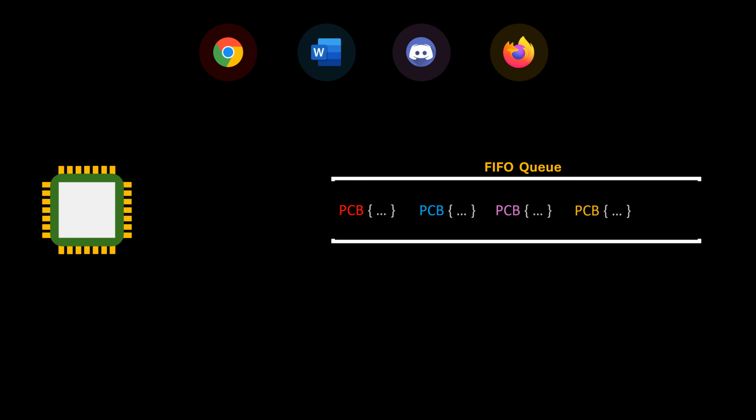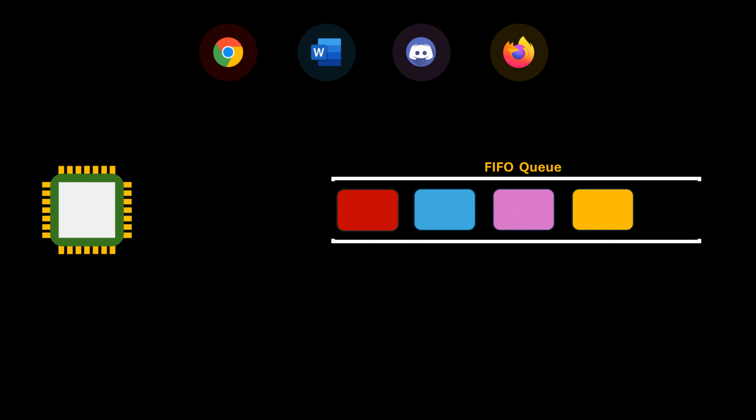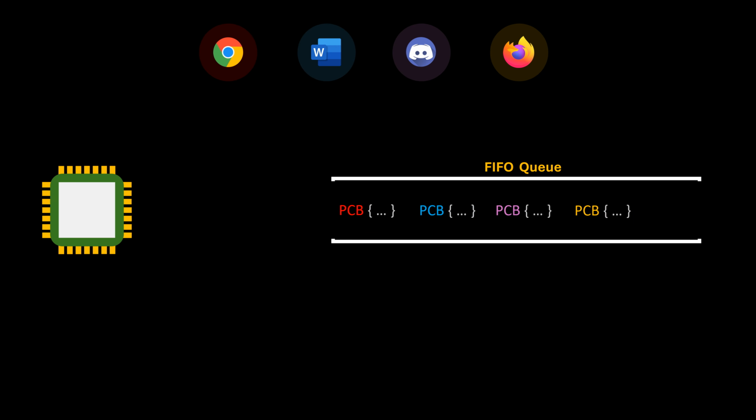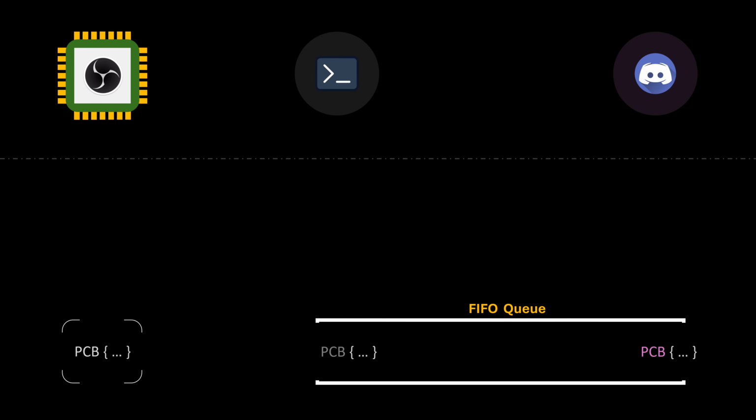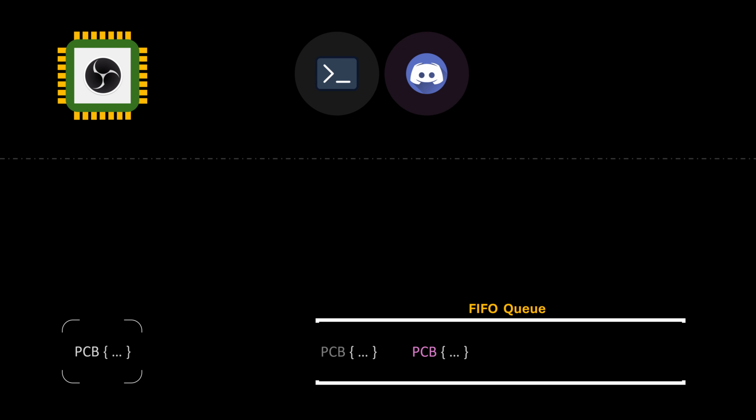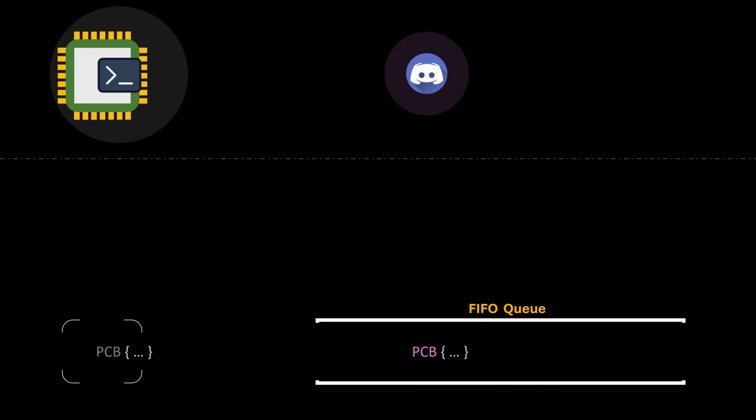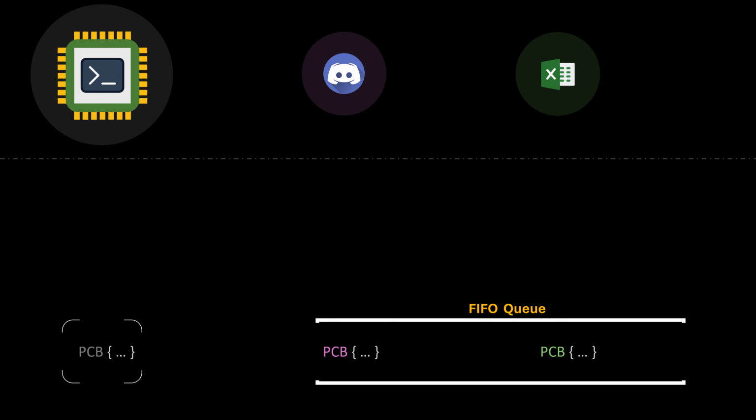Throughout this video, I'll represent PCBs as boxes, and you'll often, if not almost always, hear me refer to them as processes. But remember that what enters the queue isn't actually a process, but its process control block. In first-come, first-serve, when a process is created, its process control block is pushed onto the tail of the queue. When the CPU is free, it is allocated to the process at the head of the queue.